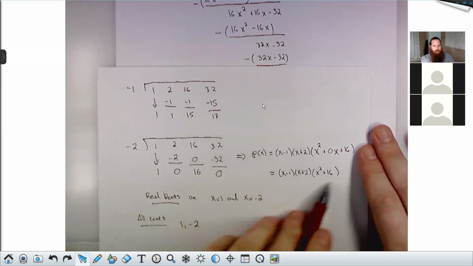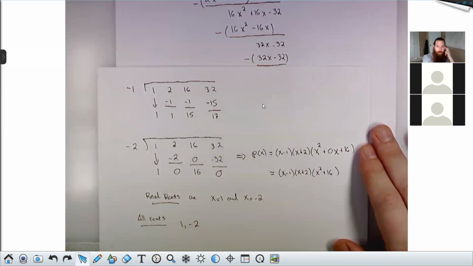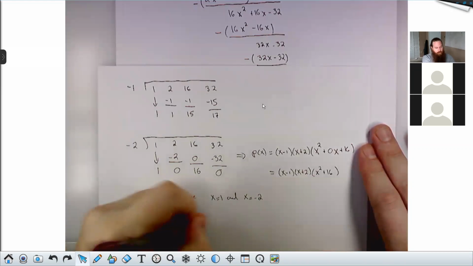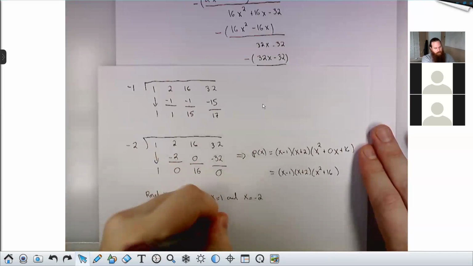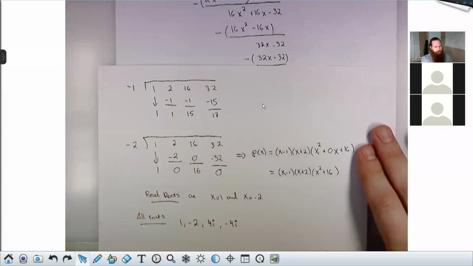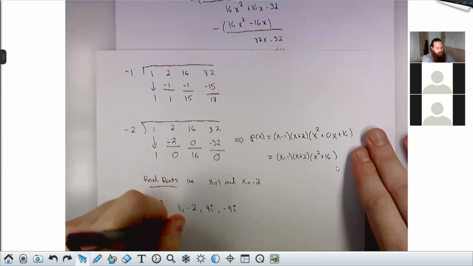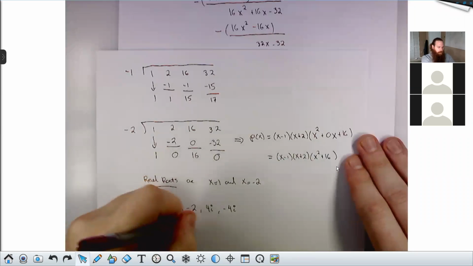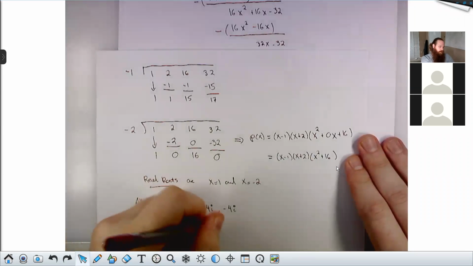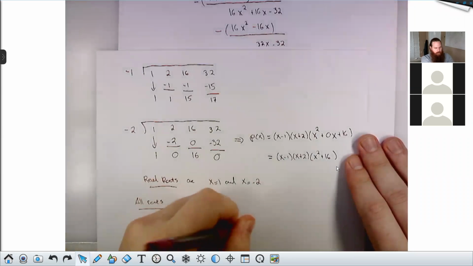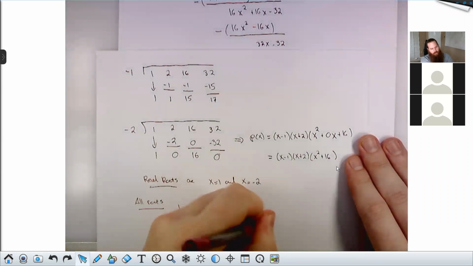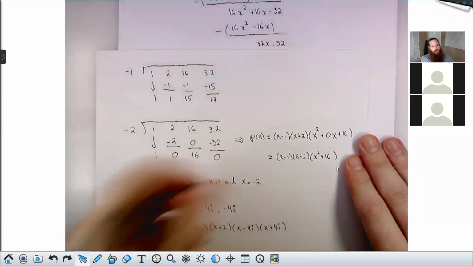And then also the roots of this. If you set x squared plus 16 equal to 0, you get x equals plus and minus the square root of -16, which is 4i and minus 4i. So this is your complete list of roots. This is as far as you could hope to factor this thing using real numbers only. And if you wanted to factor this all the way down, it's x minus 1, x plus 2, x minus 4i, x plus 4i, like that.